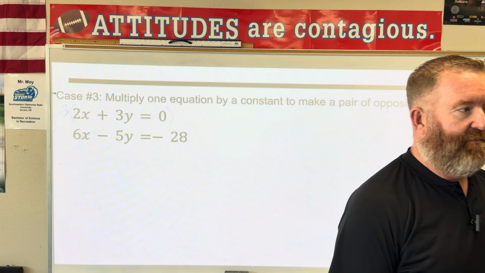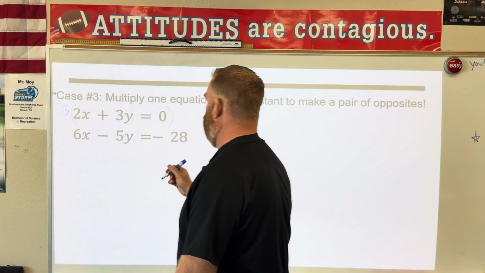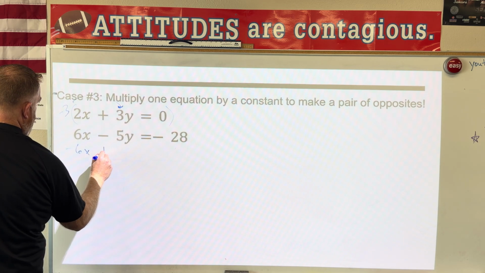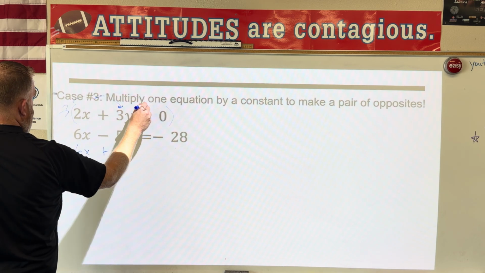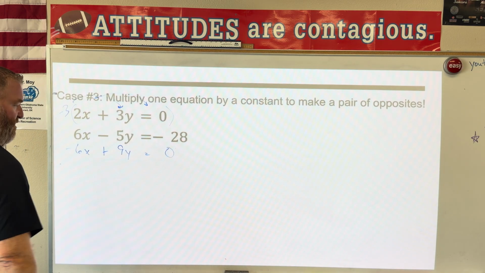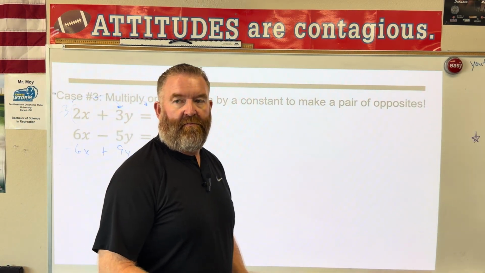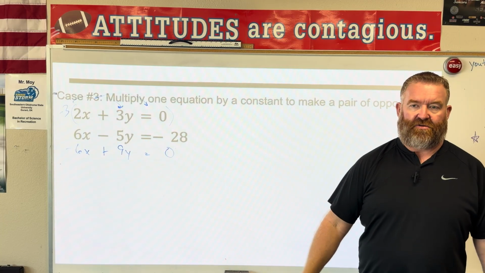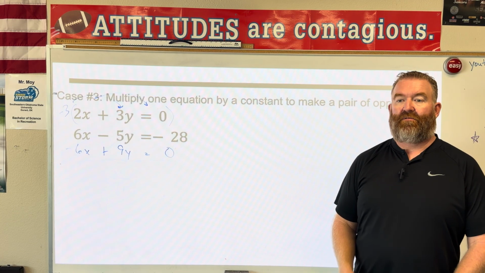Yes? Okay, let me write it down just so you can see it. I'm not going to solve this all the way through. -6x, positive 9y. What's 3 times 0? Still 0. And we just solve it out like we have been. Okay, now the x's cancel. Everybody good? Yes, sir.